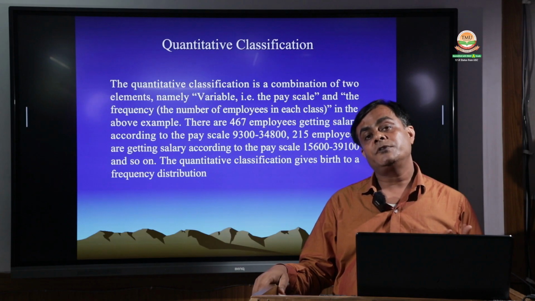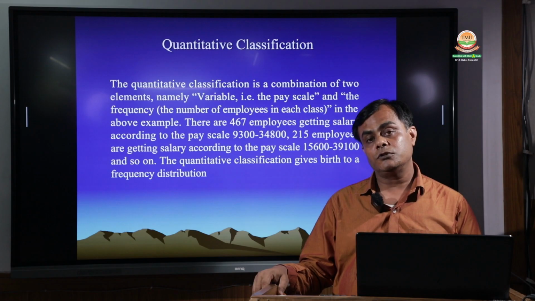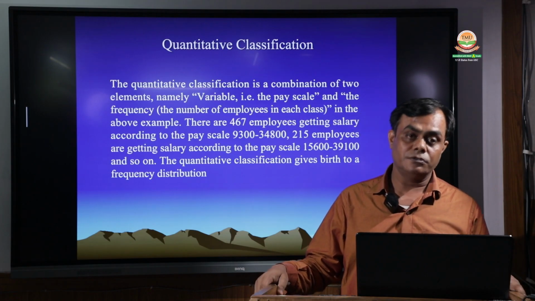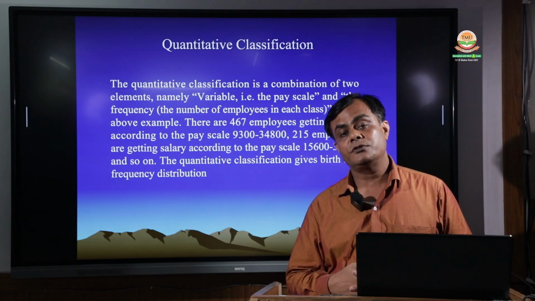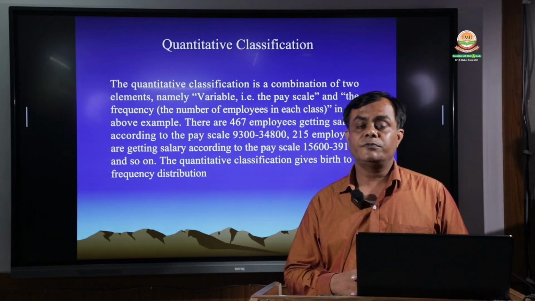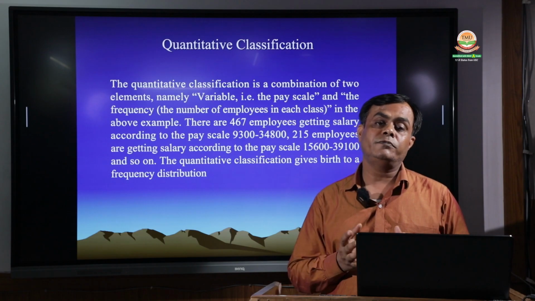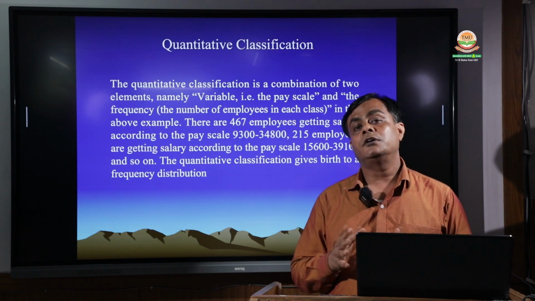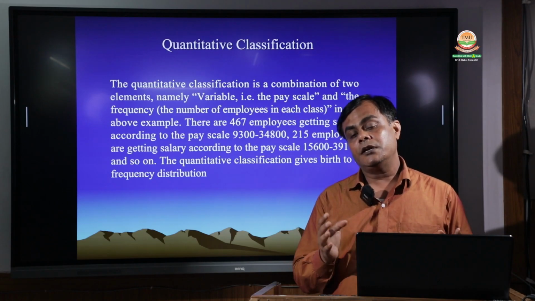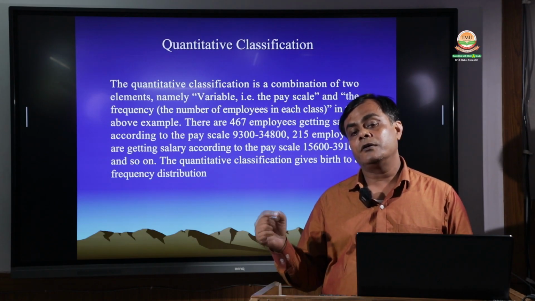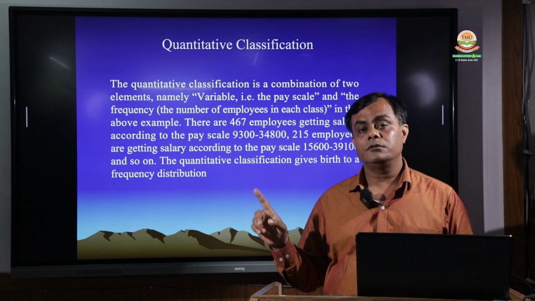So the concept of frequency distribution comes through the quantitative classification. What we are talking about, the frequency distribution, is a part of the quantitative classification. On the basis of the quantitative classification, we create an interval, and the data coming under that interval is the frequency of that interval.